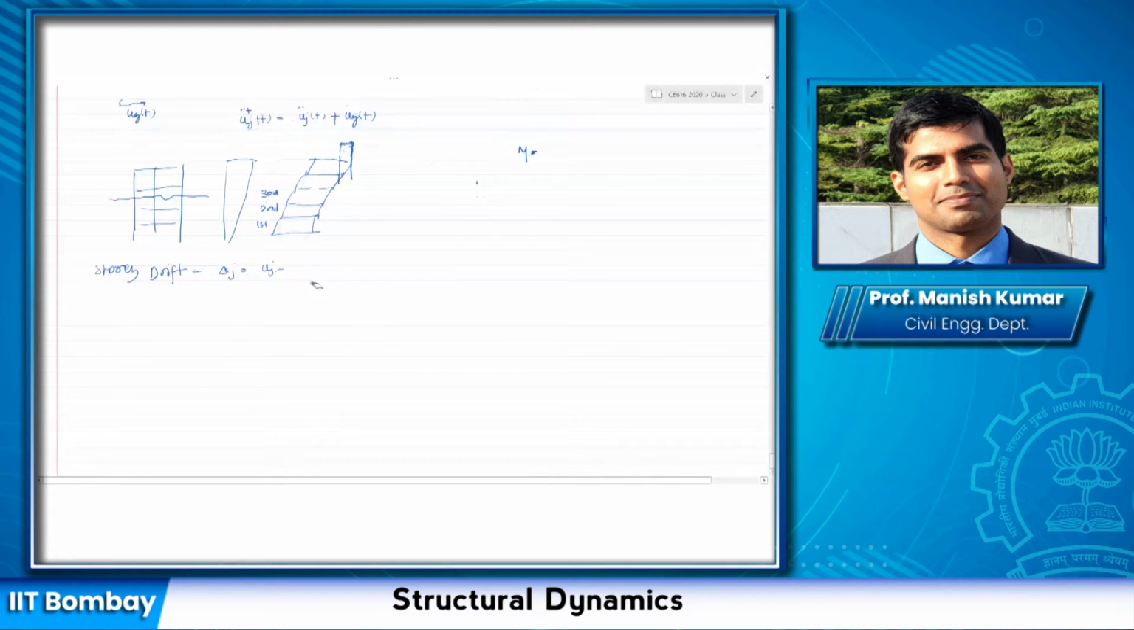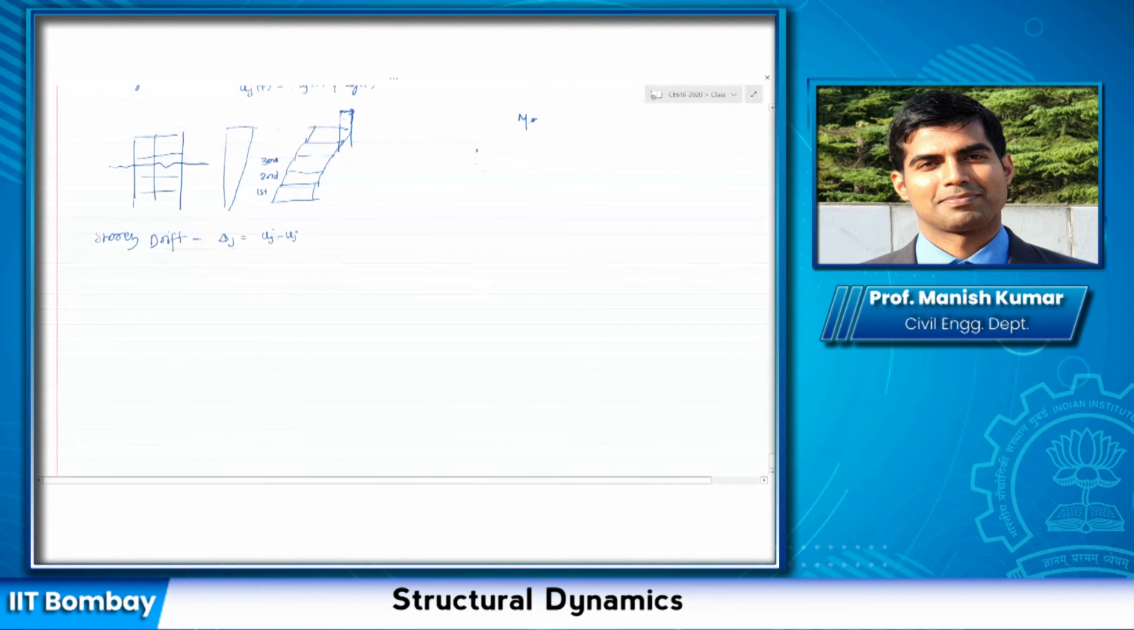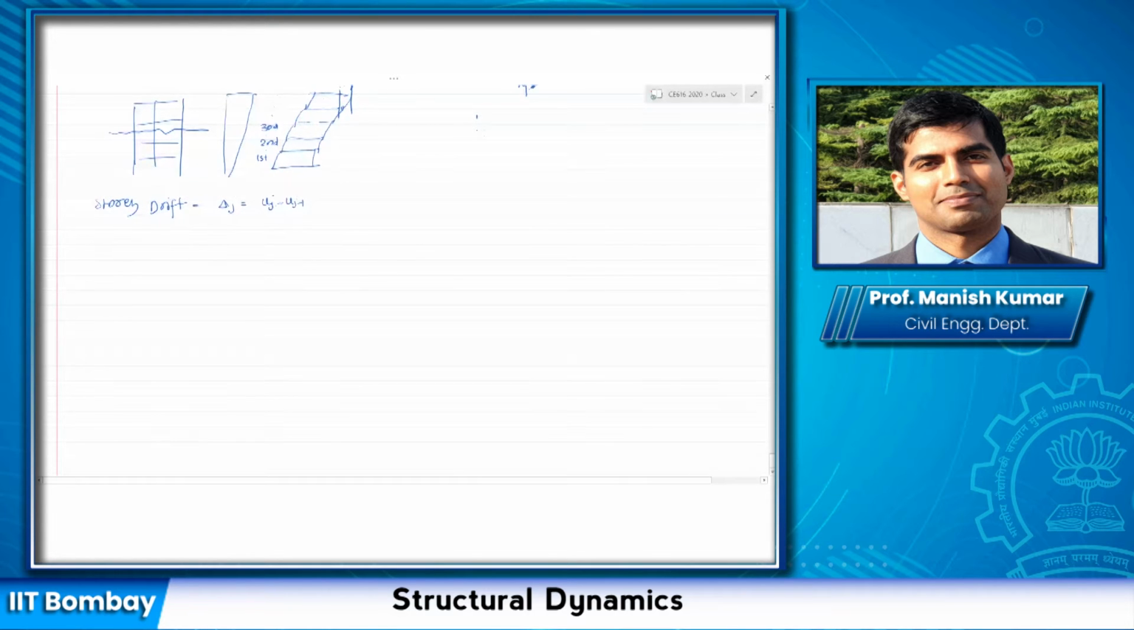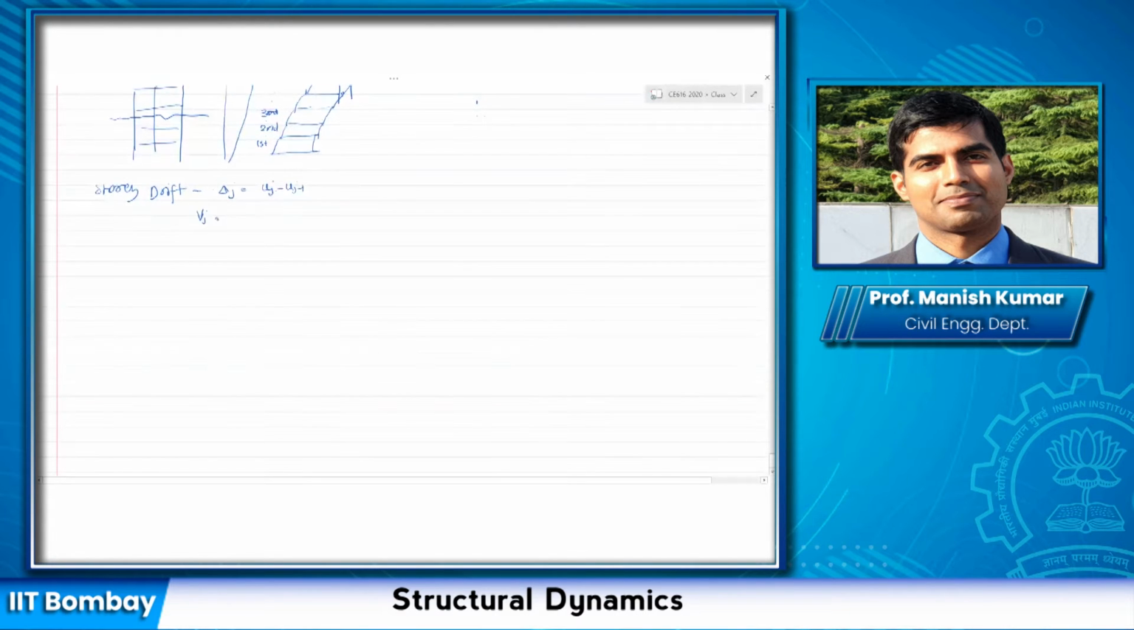So the story drift is defined as delta j equal to uj minus uj minus 1. Okay. And the shear force in any story, Vj, is equal to the story stiffness Kj at the jth level times the story drift, where Kj is, let us say you have multiple columns at that story, so you have these many columns here, the sum of stiffnesses of all those columns at that level.